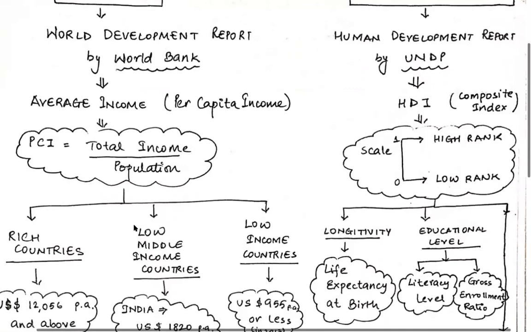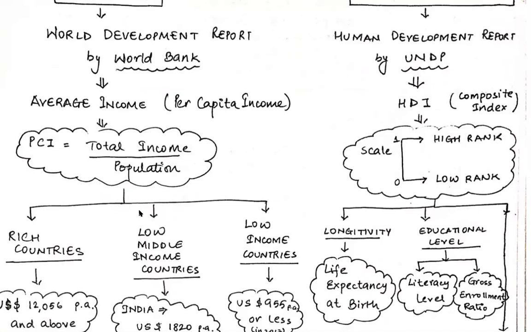Now there's a very simple formula for measuring the average income, which you have already done in your maths also. So let's just recall that. Per capita income is equal to the total income divided by the total population of a country. Whatever total income, you'll be adding all of them together and you'll divide it by the population. So you'll get your per capita income. By comparing the per capita income, you can compare two countries.